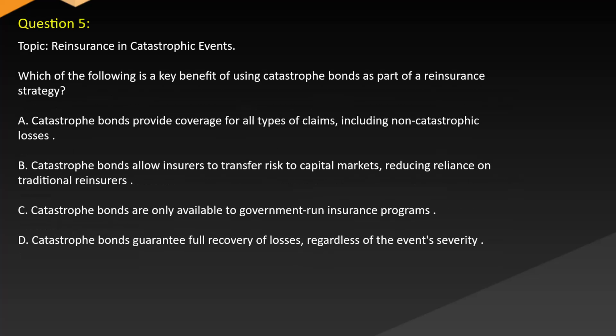Question 5. Topic: Reinsurance in catastrophic events. Which of the following is a key benefit of using catastrophe bonds as part of a reinsurance strategy? A. Catastrophe bonds provide coverage for all types of claims, including non-catastrophic losses. B. Catastrophe bonds allow insurers to transfer risk to capital markets, reducing reliance on traditional reinsurers. C. Catastrophe bonds are only available to government-run insurance programs. D. Catastrophe bonds guarantee full recovery of losses, regardless of the event's severity.